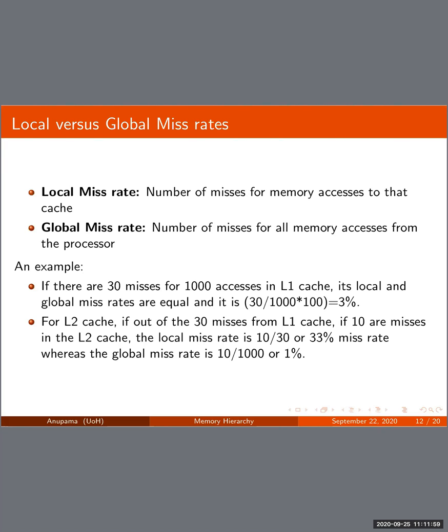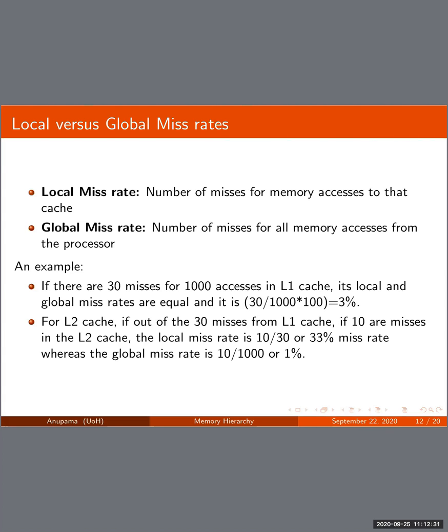So local and global miss rates are the same for the level 1 cache, because the number of accesses to the cache and the number of overall memory accesses are the same. But when you come to the level 2 cache, say there are 30 misses in the L1 cache. As we said, only these 30 accesses will come to the L2 cache, because all the others were a hit in the L1 cache.